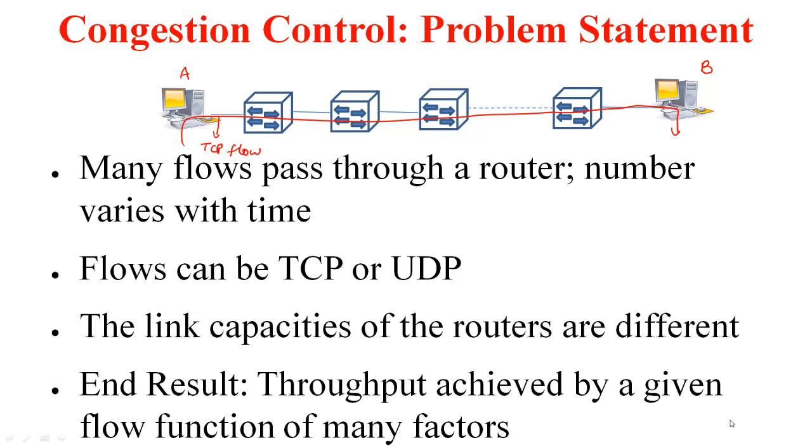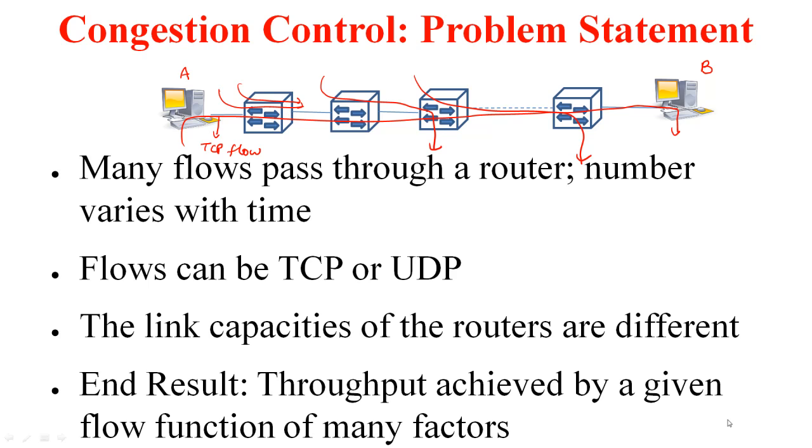Now this is a function of many factors. These routers are also serving other flows. And it is not that all these other flows are also taking the same path. Some flows may end in like this, some flows may go like this, so on and so forth. Not only that, at any given router, the number of flows that pass through it is going to vary with time because flows end, new flows start, so on and so forth.